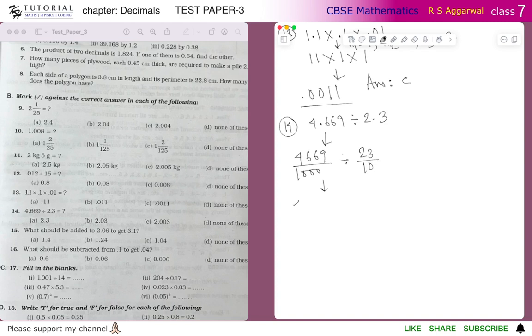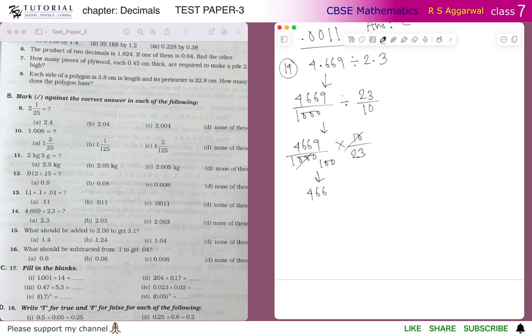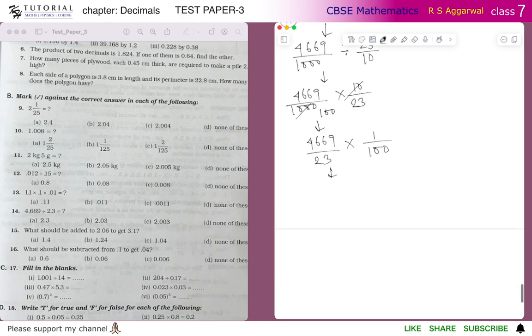Now this is 4669 by 1000 multiplied by 10 by 23. We cancel out the powers of 10, and this becomes 100. So now we have 4669 divided by 23 multiplied by 1 by 100. This is 4669 by 23 divided by 100. Now we have to convert the fraction 4669 by 23 into a decimal number. We have to do the division.